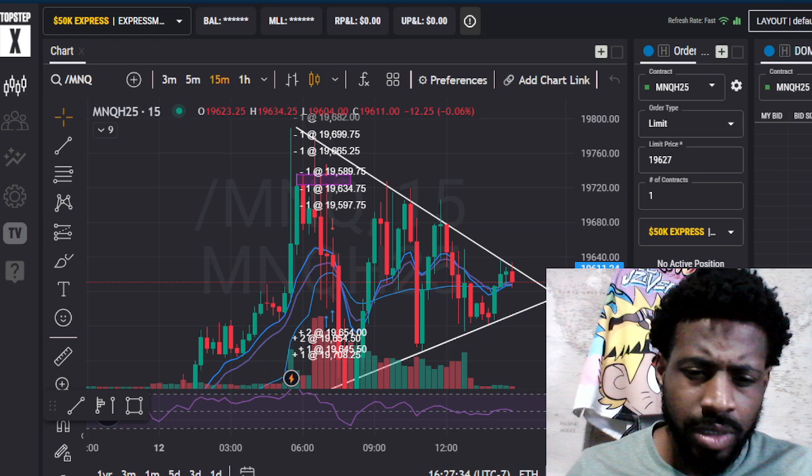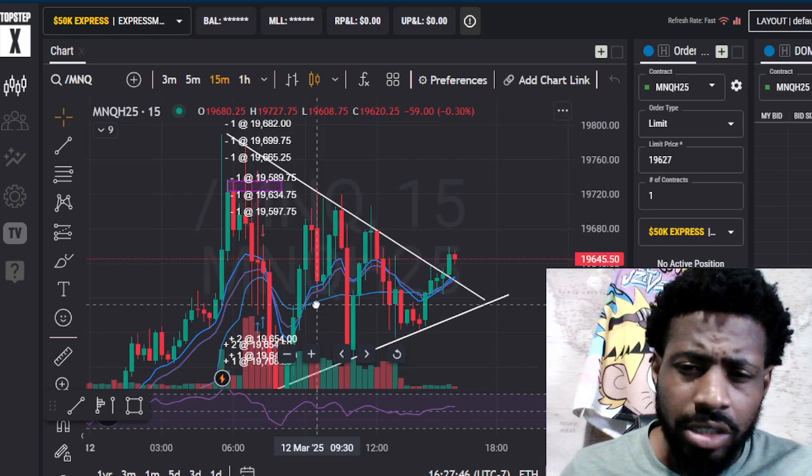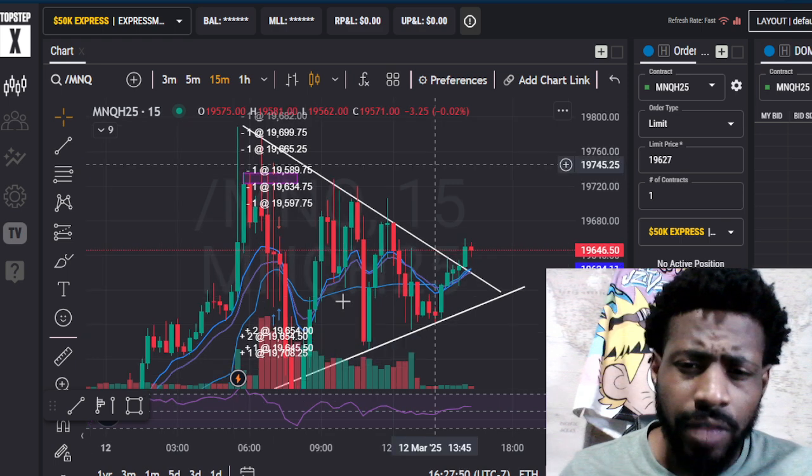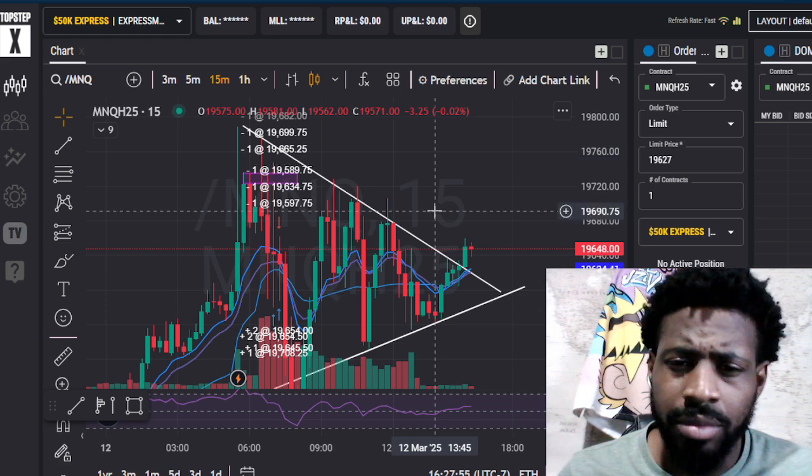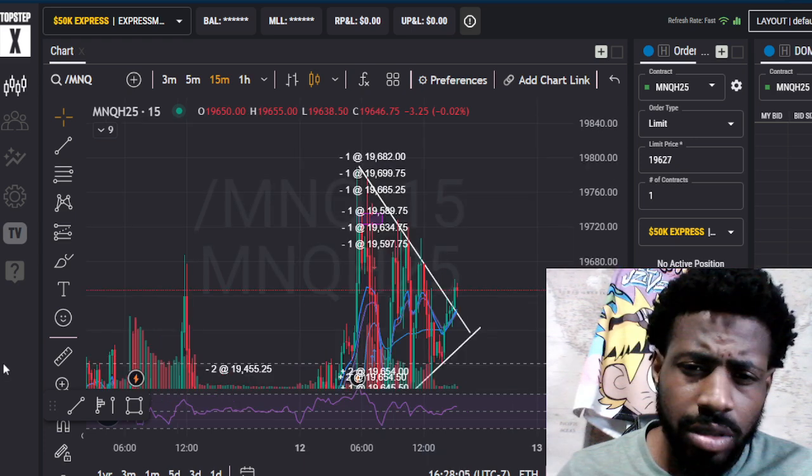Okay. As you can see, I already got my key level set up. This flag I have right here. So that's for me. I'm back testing breakout. But let's go back a little further. Let's see here. This is a trade I took earlier.